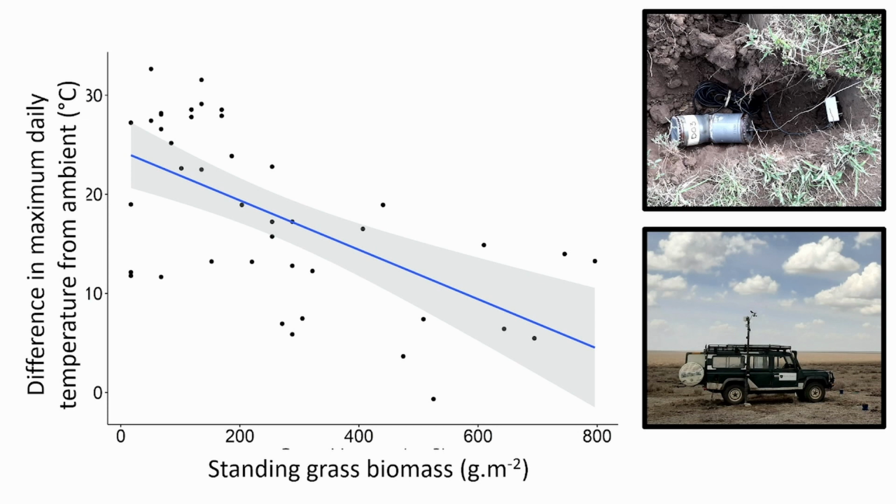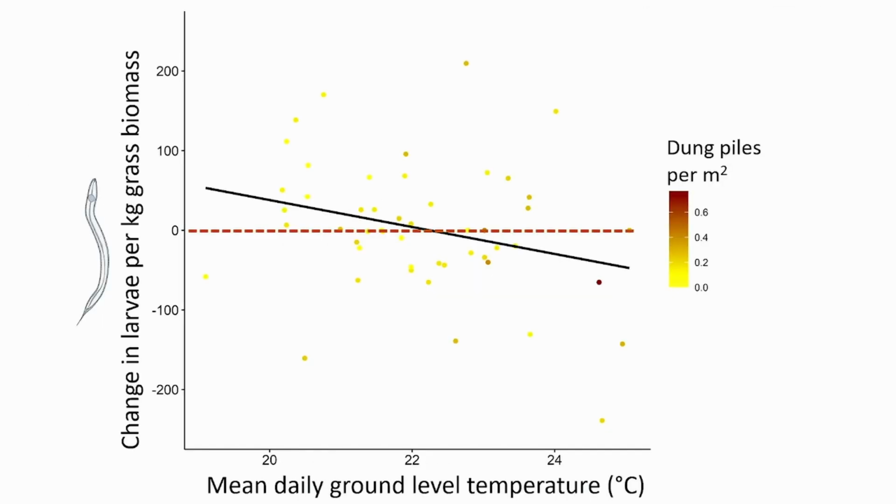So the maximum temperature in a day, what is it at the ground level, what is it below the grass layer? And then standing grass biomass. Very simply, as you increase your grass biomass, you decrease that difference in maximum temperature. So 0 would mean it's the same as the maximum at the weather stations, which means if it's a 30-degree day up here, you could be experiencing 60 degrees Celsius temperatures in the short grass patches.